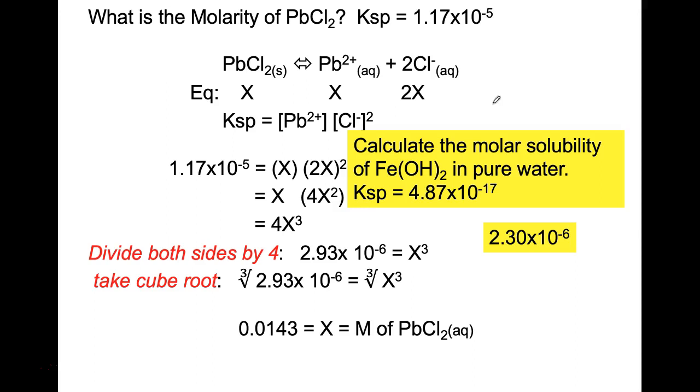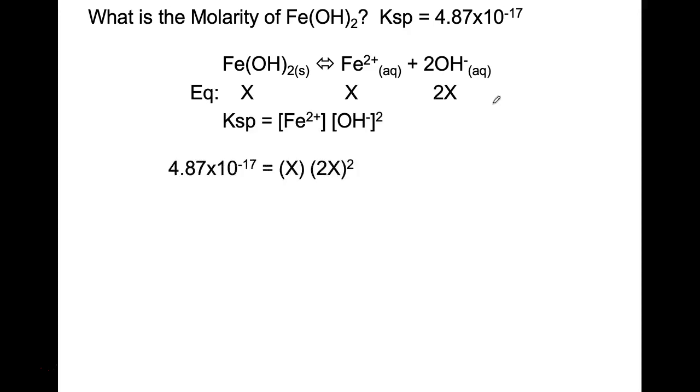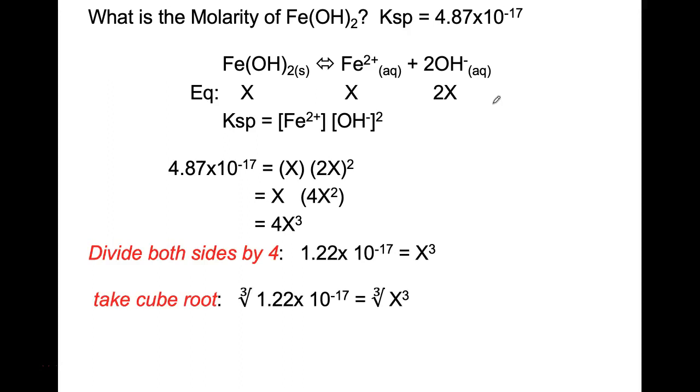All right, here is the solution. So that's the question again. I write down my expression. Notice there's 2 hydroxides. This looks very similar to the last one we just did. Ksp equals that. Same thing, we're going to wind up with 4x cubed, divide by 4, then take the cube root, and there's my answer. 2.30 times 10 to the negative 6 is the molarity of the iron 2 hydroxide.